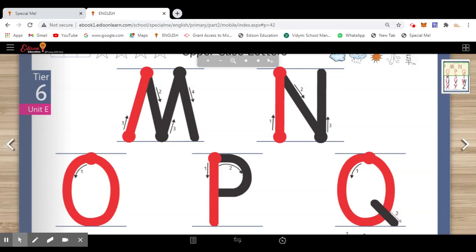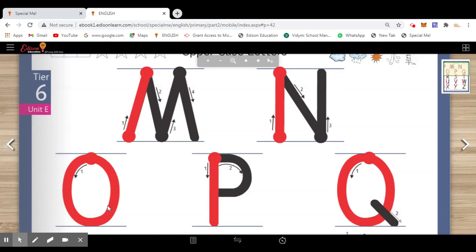So now students, you have to trace letter N, and to trace it, first of all you have to make a standing line starting from the bottom to top, right? So from here we are making a standing line and then a slanting line and then again a standing line towards upside, right? So this is uppercase letter N and N is a phonic sound of letter N.